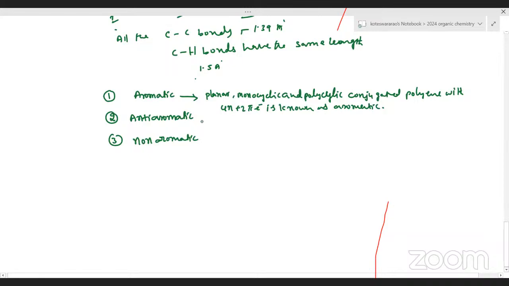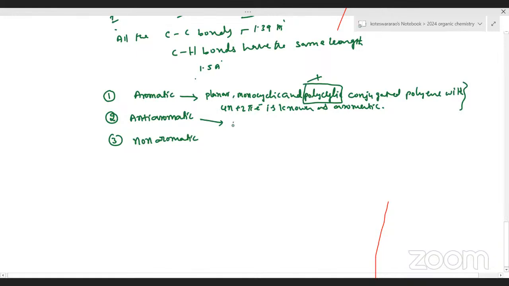Whenever we come to the anti-aromatic, anti-aromatic compounds have a similar definition. Actually, this was proposed by Huckel. But in the Huckel statement, this term is absent. Huckel clearly mentioned that a planar monocyclic conjugated polyene with 4n plus 2 pi electrons is known as aromatic. This word is not included. Later, after some theories and studies, the aromatic compound definition was rearranged like this.